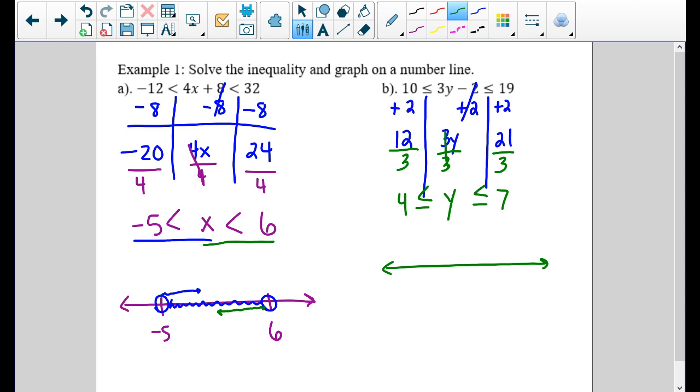Sketching our graph, I've got my two marks, 4 and 7. Again, y is greater than or equal to 4, so this time I have a solid circle at 4 shading to the right. y is less than or equal to 7, solid circle here at 7, shading less than to the left. The overlap is going to be here in that middle. So that's the and inequalities. Both parts have to be true. Where both parts are true, that's going to be our solution.